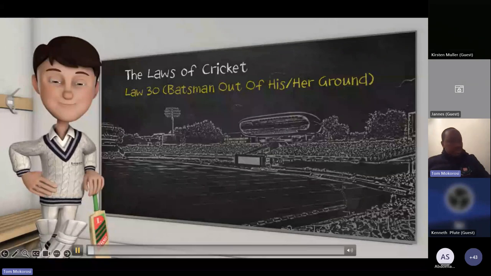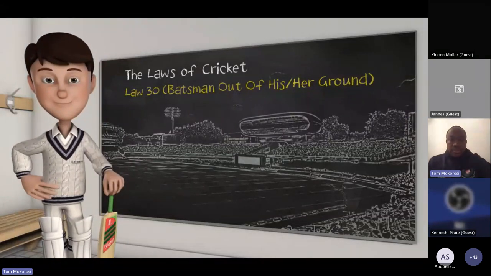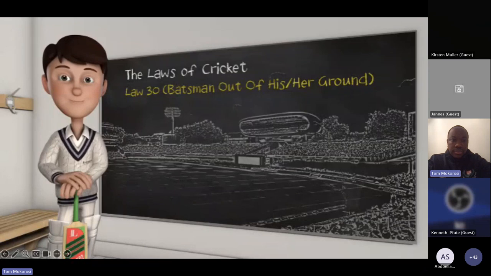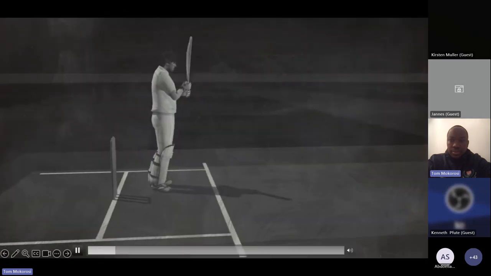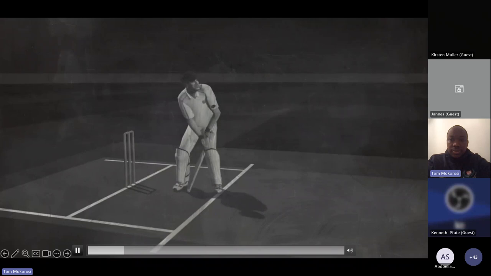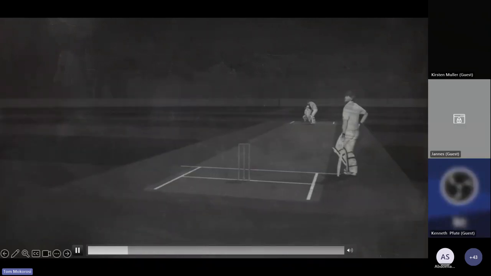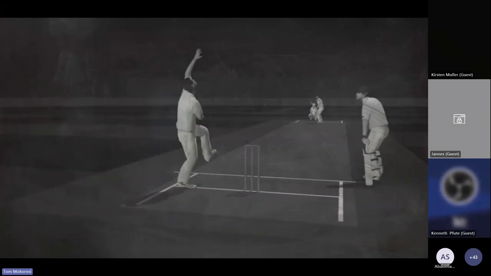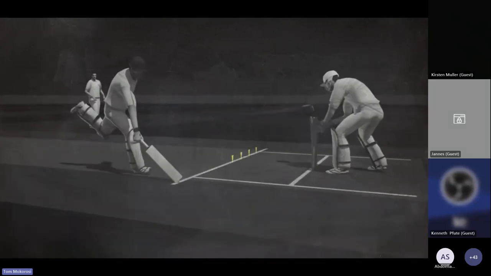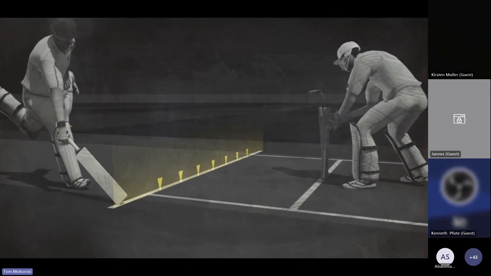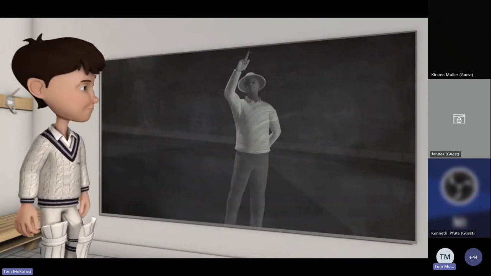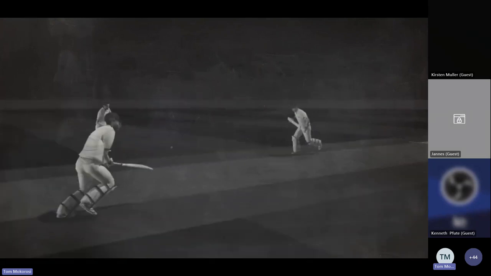Batsman out of his or her ground. When a batsman is out of his or her ground, he or she risks being stumped or run out. So when is a batsman out of his or her ground? According to Law 30, a batsman shall be considered to be out of his or her ground unless the bat he or she is holding or some part of the batsman's person is grounded behind the popping crease at that end. Here, for example, the bat is on the crease marking, but not behind it, which means the batsman is most definitely out. But would the batsman be out now?